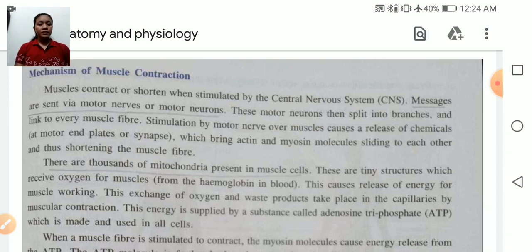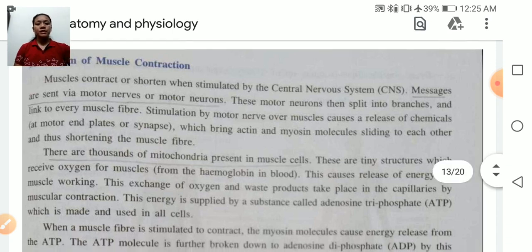First, messages are sent via motor neurons. The motor neurons split into many branches, and each branch is linked to every muscle fiber. When the motor nerve is stimulated, it releases the chemical over the muscle fibers, which makes the actin and myosin molecules slide over each other, therefore it leads to shortening of the muscle fiber.